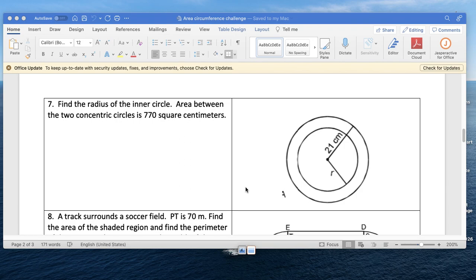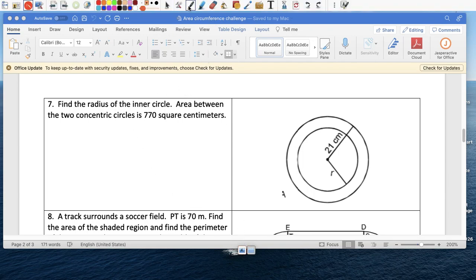Find the radius of the inner circle. Okay, as it's in the drawing. The area between the two concentric circles is 770 square centimeters. So this is what they mean. So this, the area between the two circles. Let me shade this as best as I can. Right, so this is what is 770 square centimeters. Okay, just for you to know.